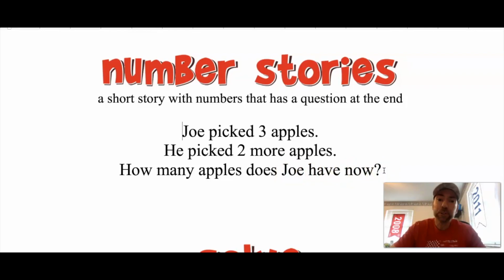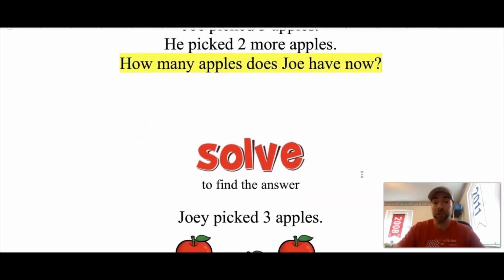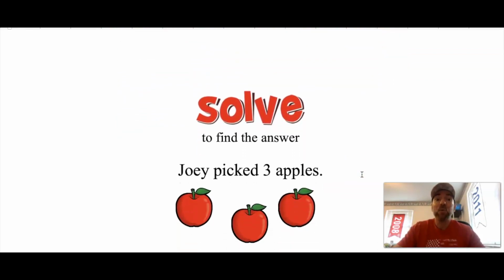That's a number story. It's a little story about Joe and apples, and it has some numbers in it. And at the end, it has a question. There it is. How many apples does Joe have now? Now, we have to solve a number story. And the word solve means to find the answer.